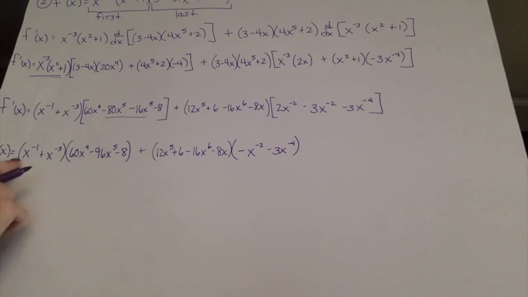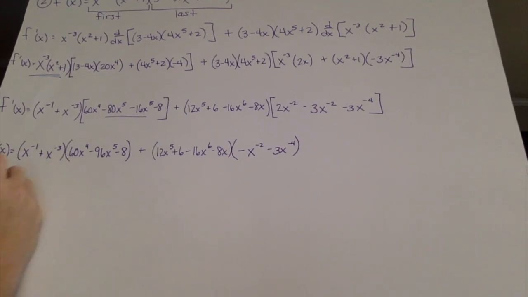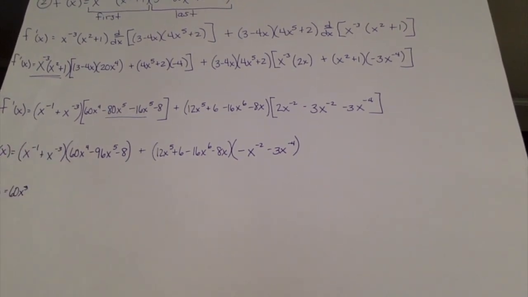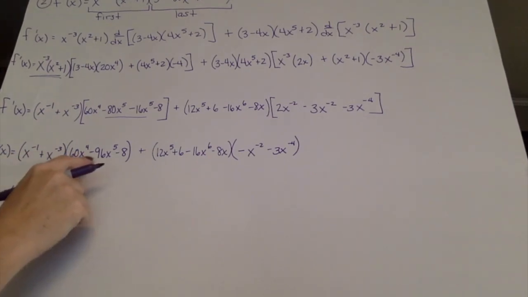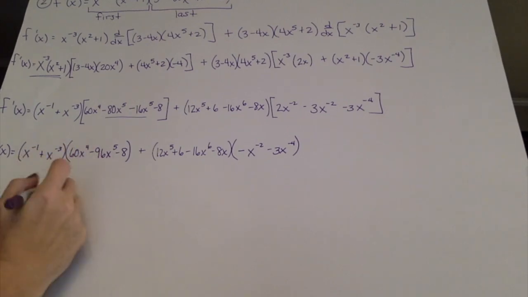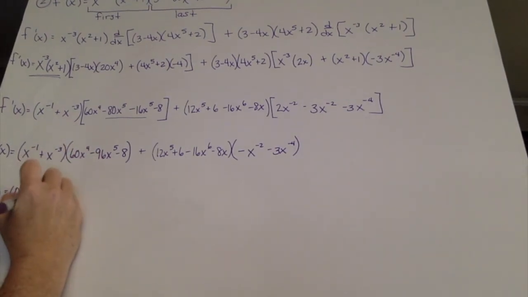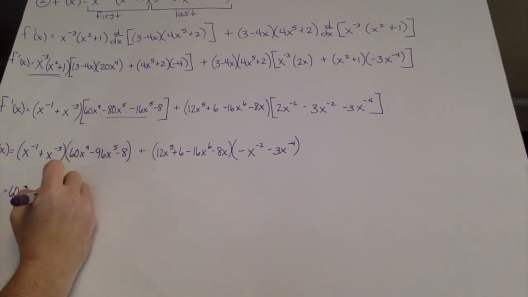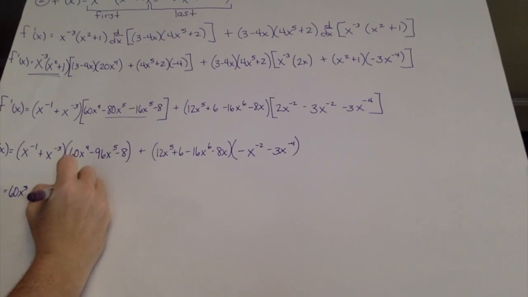So we've got x to the negative first times 60x to the fourth is 60 x to the negative, or to the positive third. Sorry, negative 1 plus 4 is 3. x to the negative first times negative 96 x to the fifth is going to be negative 96 x to the fourth. And x to the negative first times negative 8 is negative 8 x to the negative first.